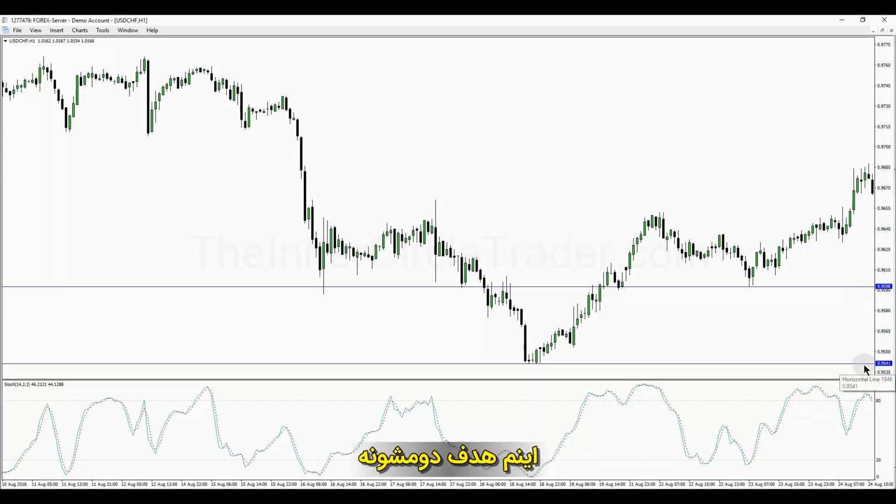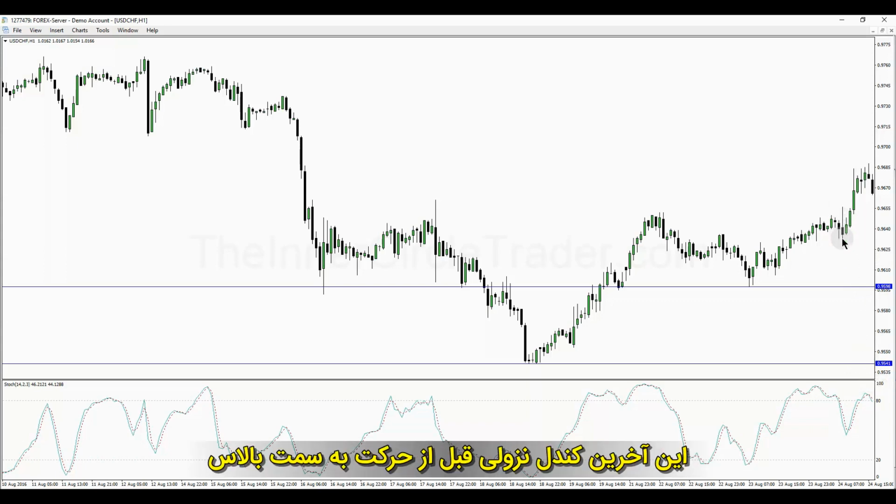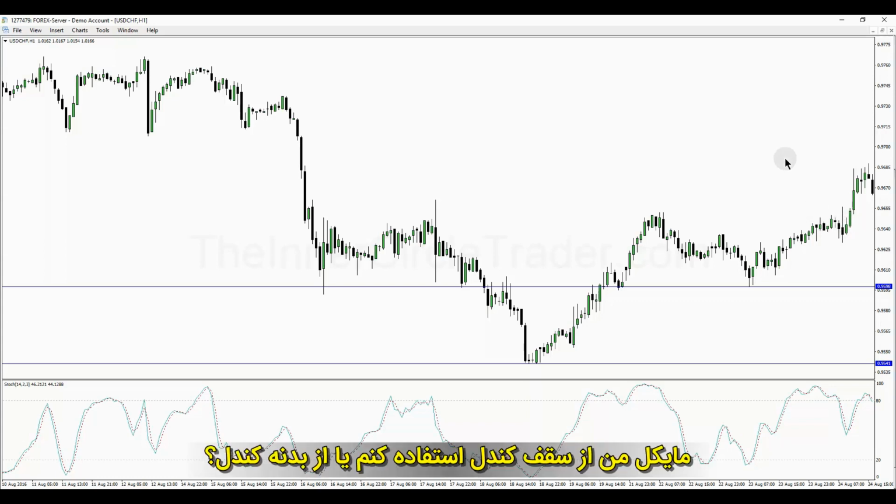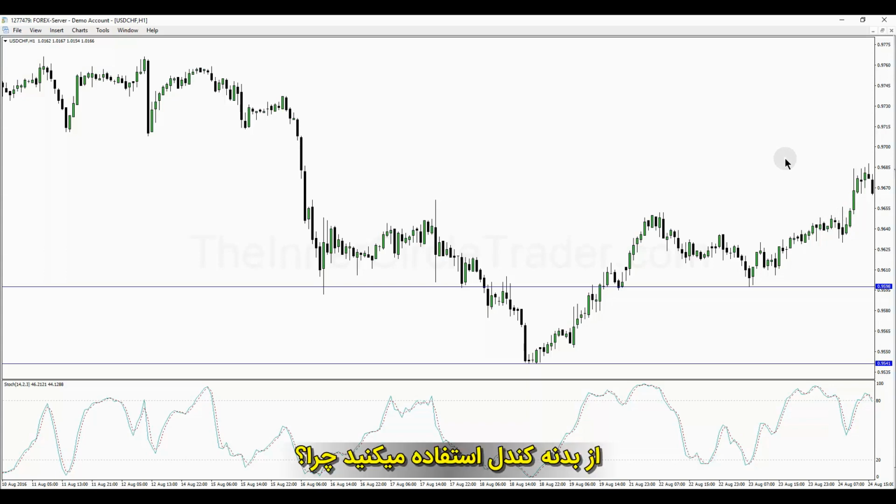And then here's their second target, because that's support and resistance. What we see is this is the last down candle prior to this up move. So inside this range in here, in this wick, we expect price to trade down into that. Now the question is going to be, Michael, do I use the high or do I use the body? You use the body. Why?